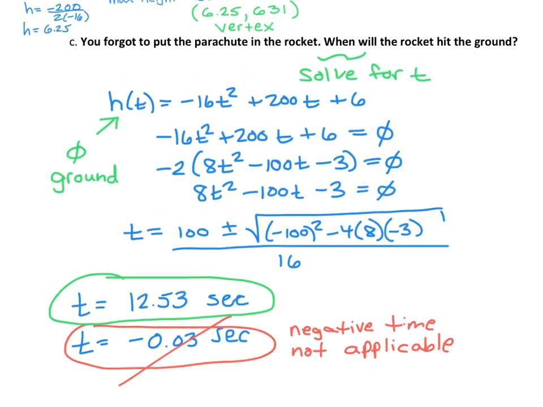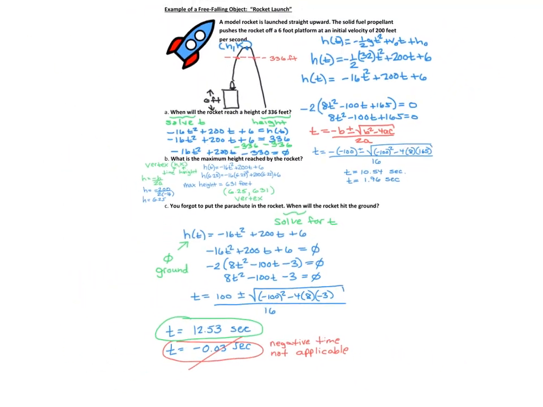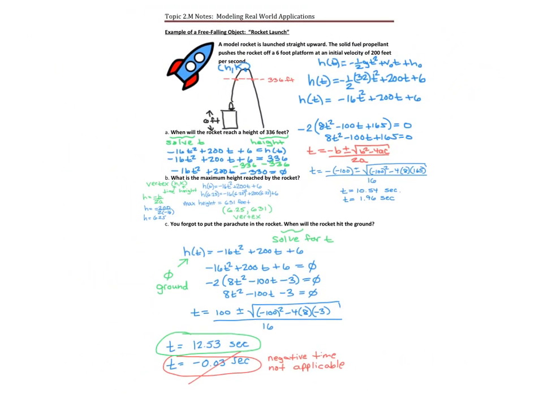Okay, so this was a lot, but this is one very detailed example of how you could use quadratic functions to model a free-falling object on Earth.